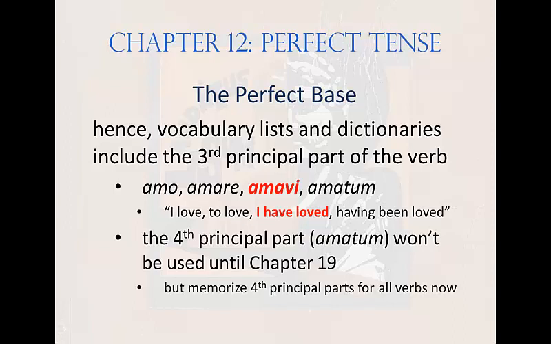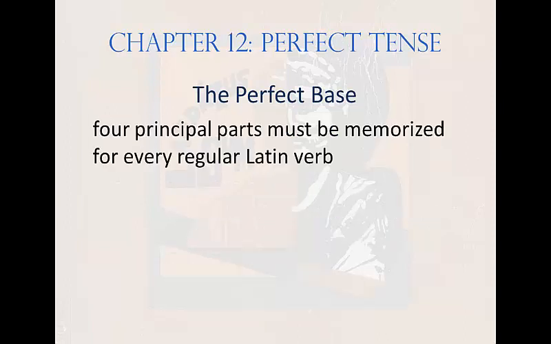But you need to memorize that fourth principal part for all verbs starting now, because if you try to start memorizing them at the point where we first use them, the list will be overwhelming. Let me be absolutely crystal clear. Start memorizing all four principal parts of every verb now. No excuses. No alien invasions. No, I couldn't find them in the book.